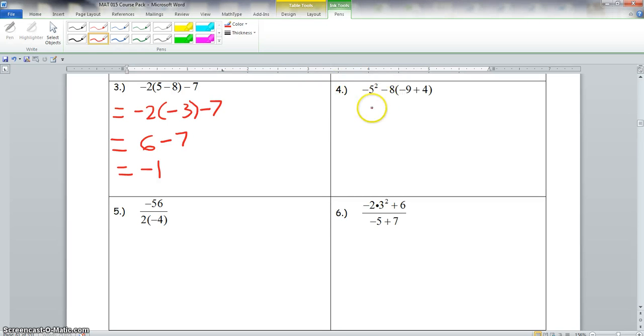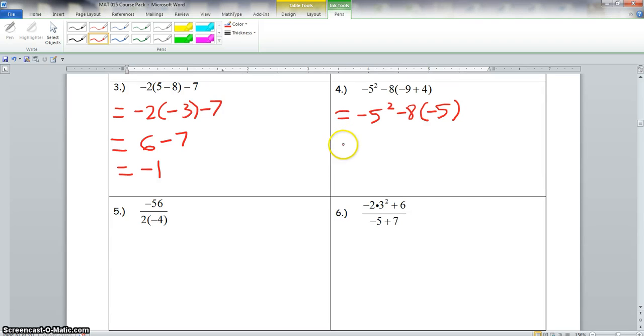Now number 4, we have an exponent, we have subtraction, multiplication, and parenthesis. We know we would do the parenthesis first. So we have negative 5 squared minus 8, and then parenthesis, negative 9 plus 4. We know 4 from 9 will give us 5, and since 9 is furthest away from 0, that'll give us a negative 5.